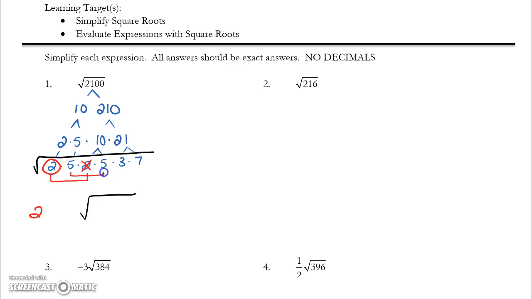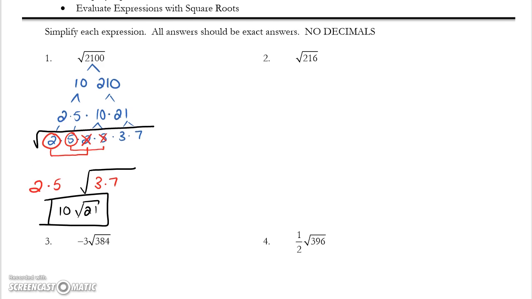Here's a pair of 5s as well. One of them I need. I pull it out. The other one goes away. 3 and 7 are not paired up. I don't have two 3s, I don't have two 7s. If they don't have a pair, I can't pull them out. I have to keep them inside my square root. Multiply outside, multiply inside. I get 10 square root 21. That is an exact answer for a simplified square root of 2,100.